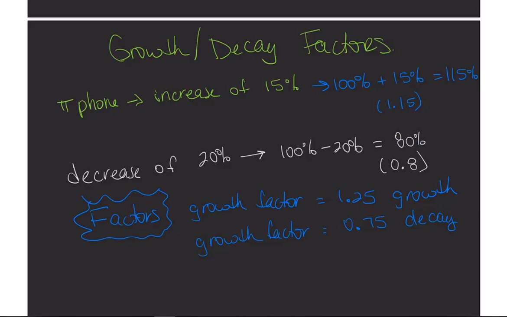So when we get our little equations and we're looking at equations, depending on what information they give us, if they give us what the factor is, if it's greater than 1, we know it's a growth. If it's less than 1, we know it's a decay. If they tell us it's an increase, we have to add it to the 100%. And if it's a decrease, we have to subtract it from 100%. Not too bad.